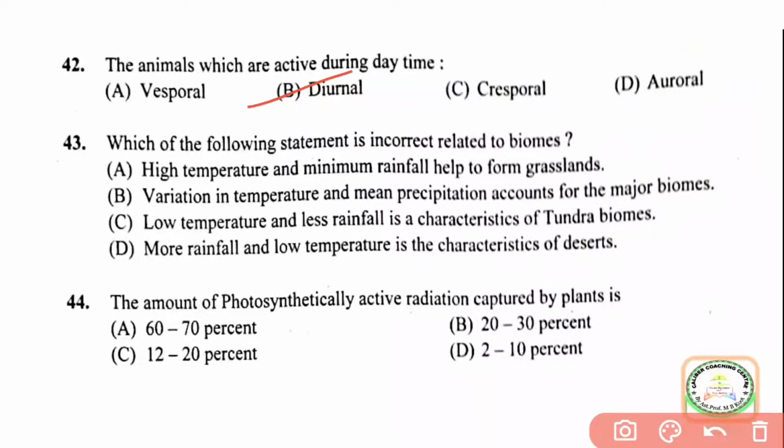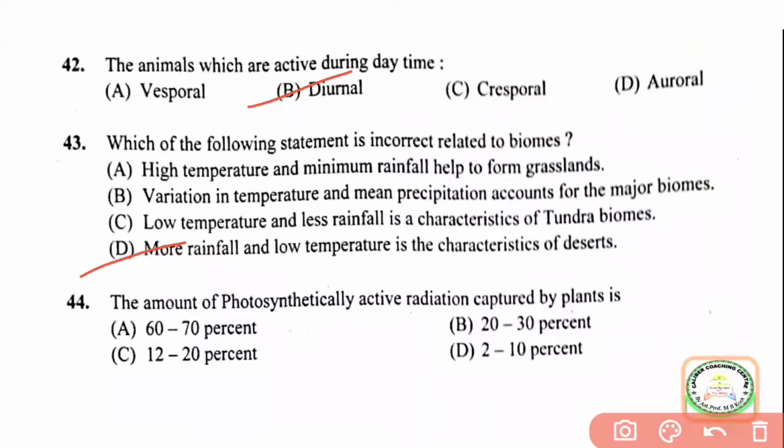Which of the following statements is incorrect related to biomes? Option D, more rainfall and low temperature. More rainfall and low temperature is not the characteristic of deserts. So this is the correct answer for biomes. Go for question number 44.